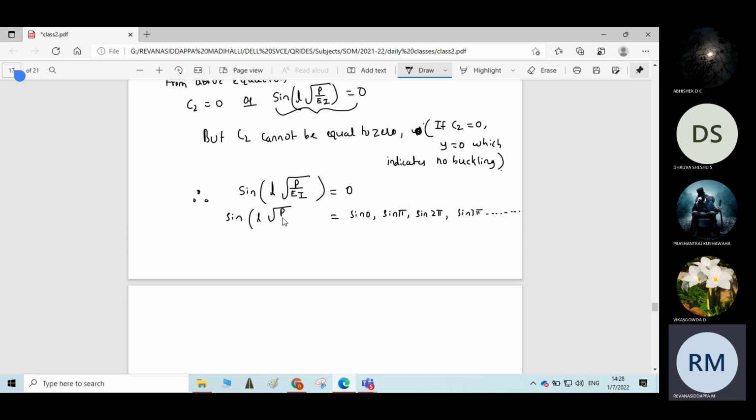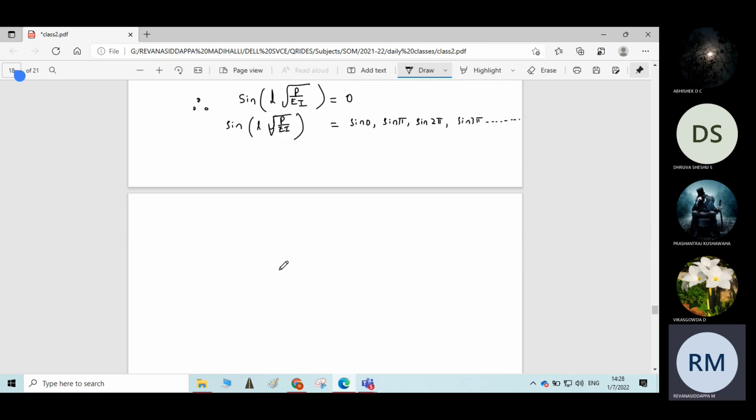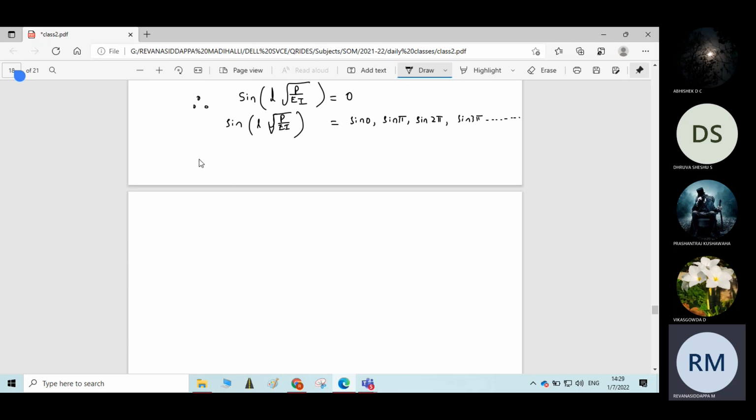If you assume L root P by EI as theta, the theta value should be equal to either 0 or pi or 2 pi or 3 pi. Now considering the least practical value, 0 we cannot consider because it is not a practical value, so we can consider pi. So we can take the value of L root P by EI as equal to pi, taking the least practical value.